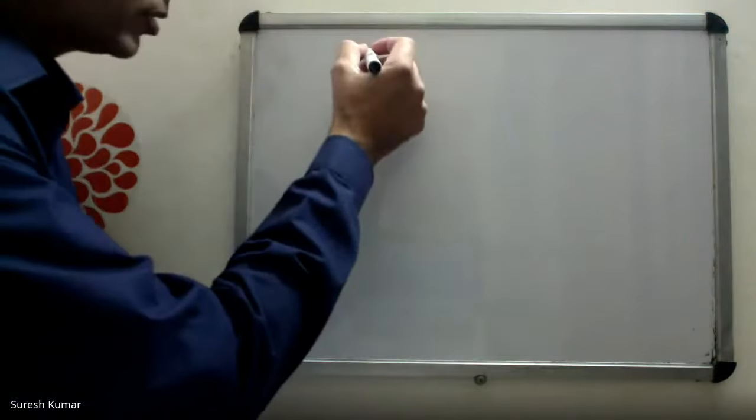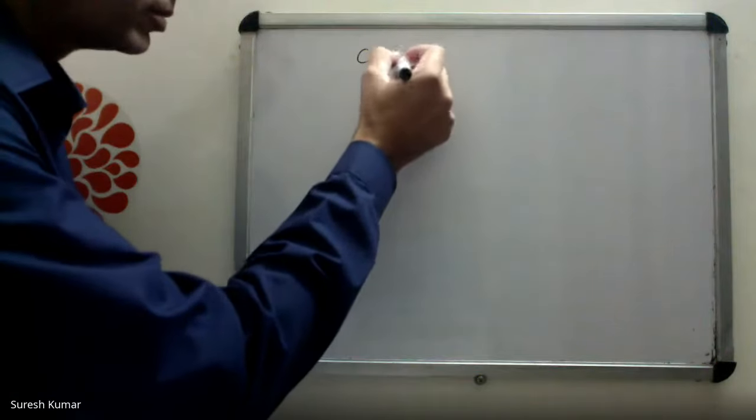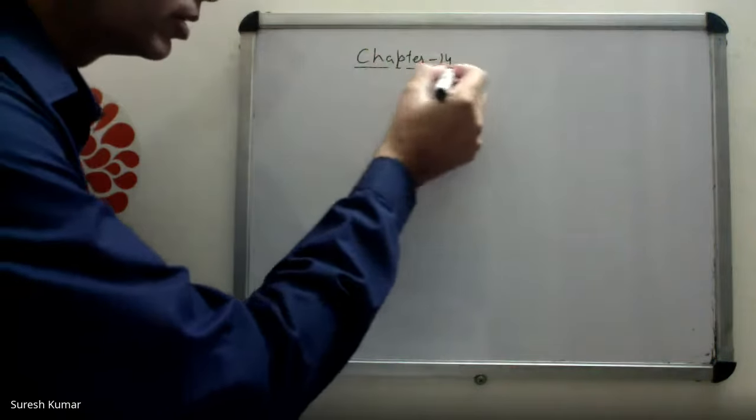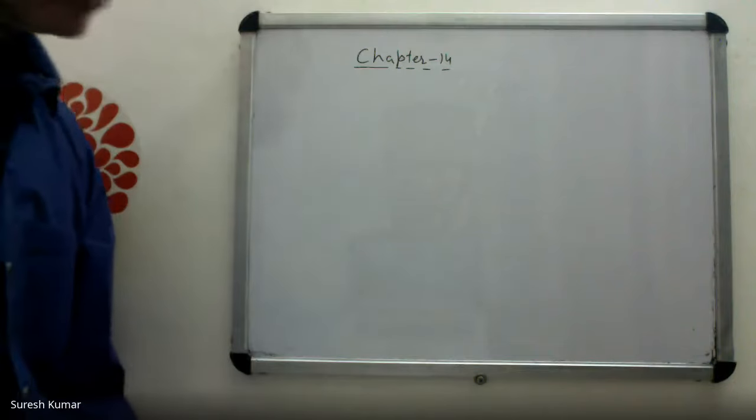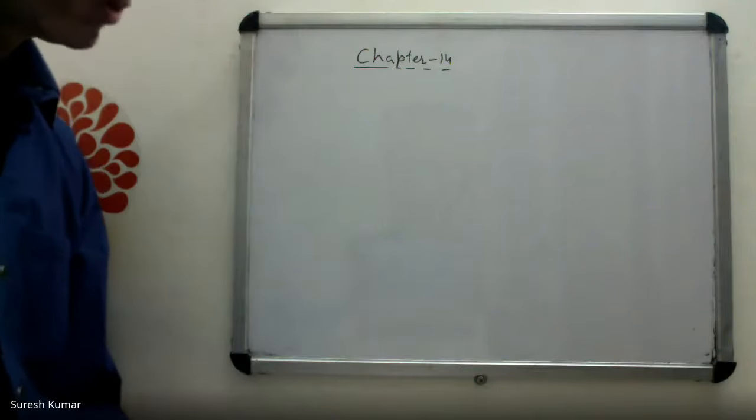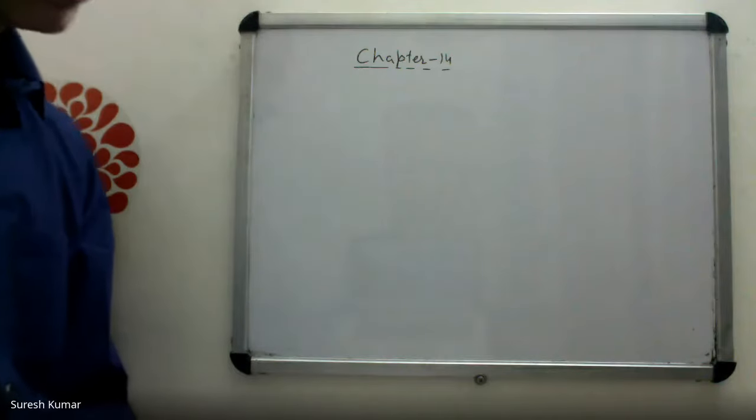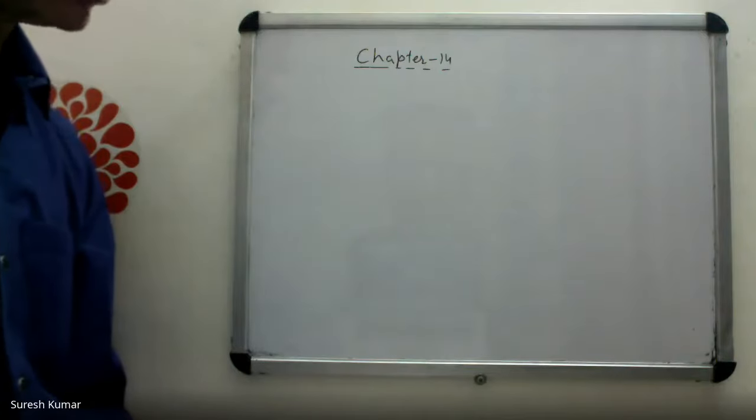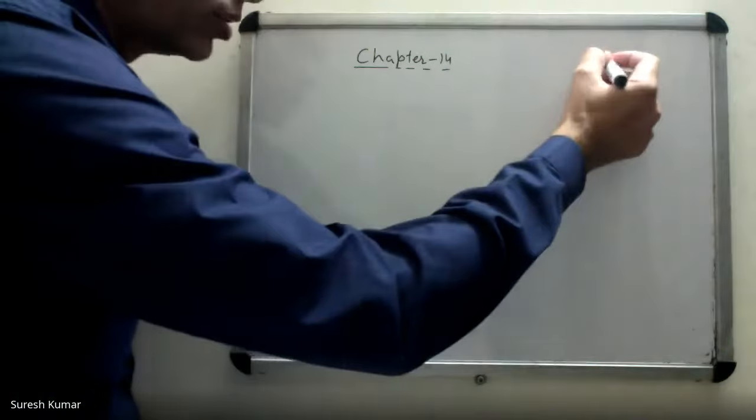In this lecture, we begin a new chapter, namely chapter 14. This chapter is very important. It pertains to calculus of functions of more than one variable, meaning functions of two or more variables. You are familiar with calculus of a function of one real variable, y equal to f(x).